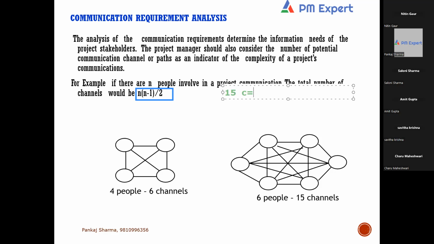105. Does it mean a lot of communication channels or not? Yes, it does. Can I reduce this communication?